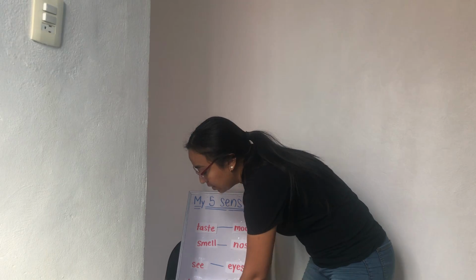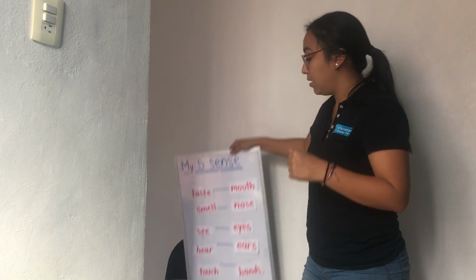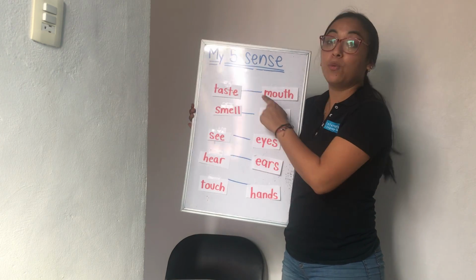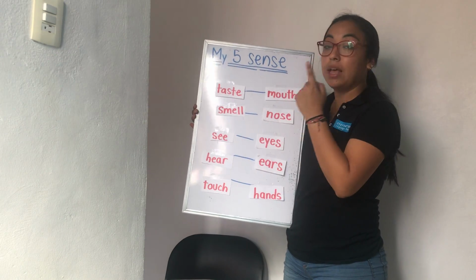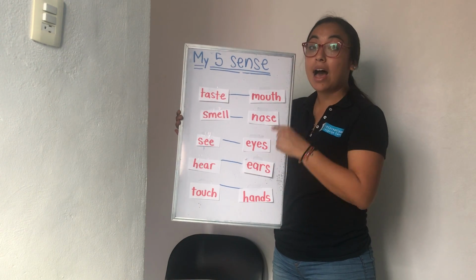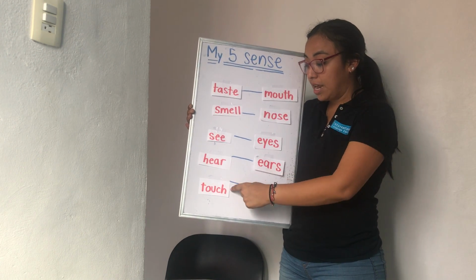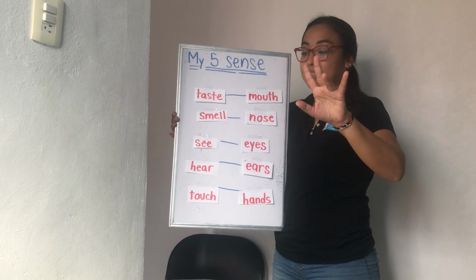So, you can also practice with you. Pueden practicar con ustedes. So let's touch, okay? Hands, nose, eyes, mouth, and ears, okay? Son los 5 sentidos, 5 senses. And I taste with my mouth. I smell with my nose. I see with my eyes. I hear with my ears. And I touch with my hands.